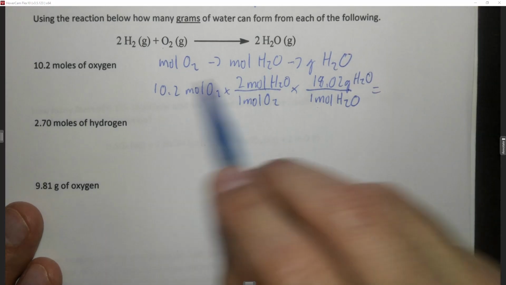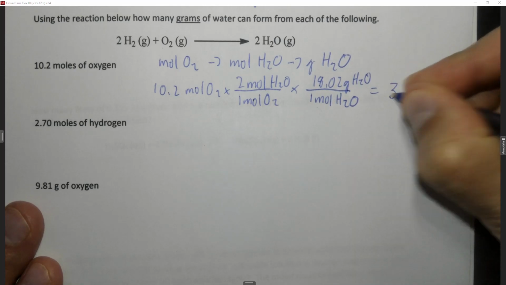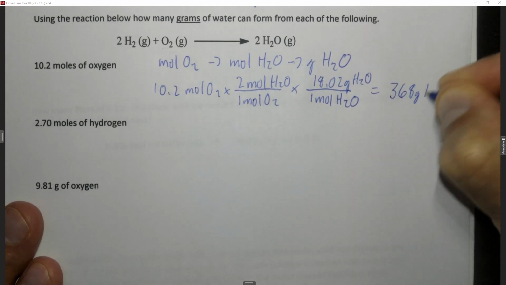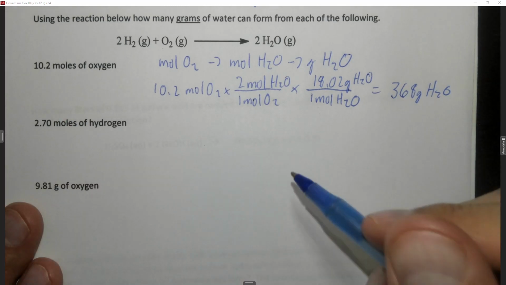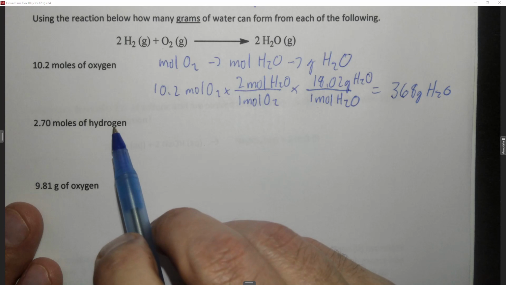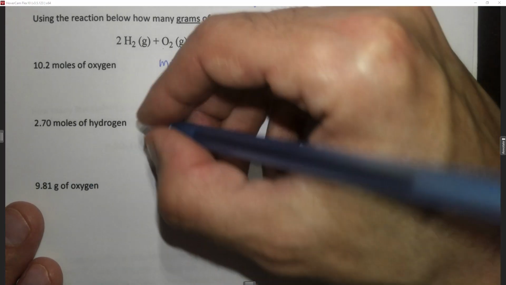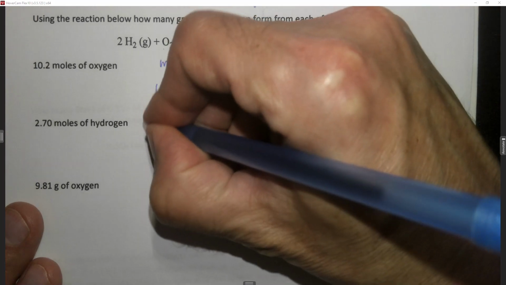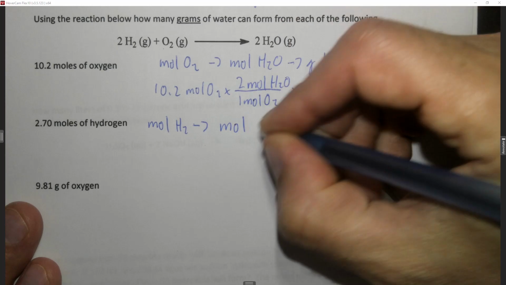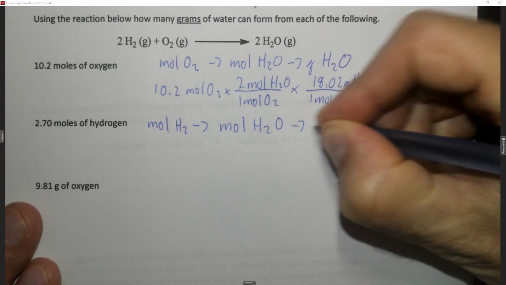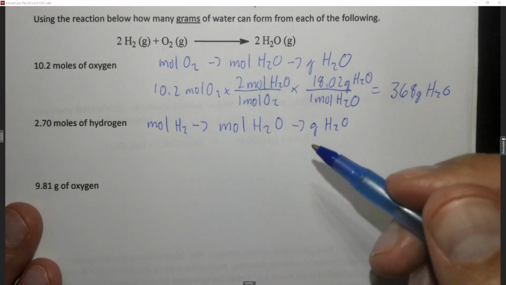All right, to solve this, multiply by the top, divide by the bottom, multiply by the top, divide by the bottom, and we find that there are 368 grams of water that would be formed from our 10.2 moles of oxygen. Let's look at the next one. We have 2.7 moles of hydrogen. In this case, we want to do something similar by way of a plan of attack. We want to convert from moles of hydrogen to moles of water, and then finally to grams of water, because all the questions are asking for how many grams of water.